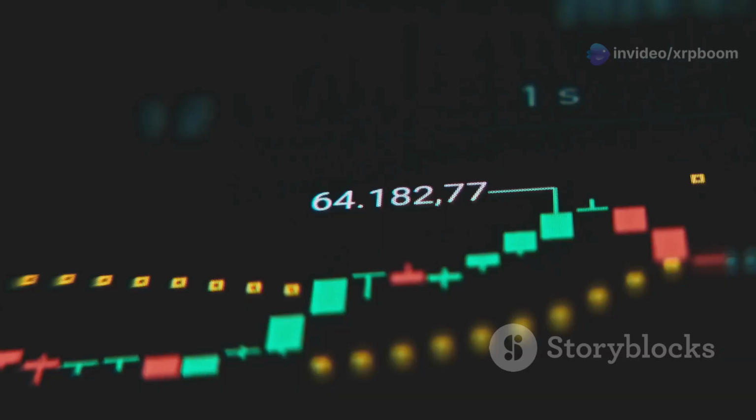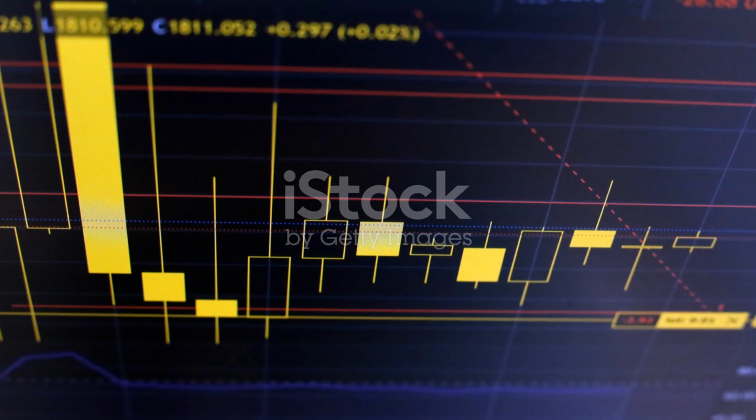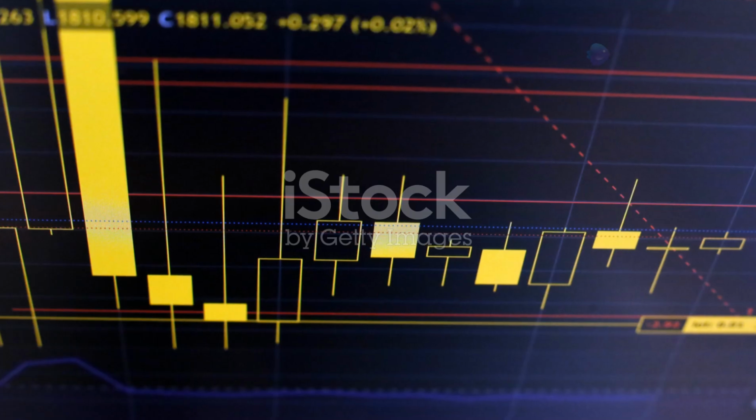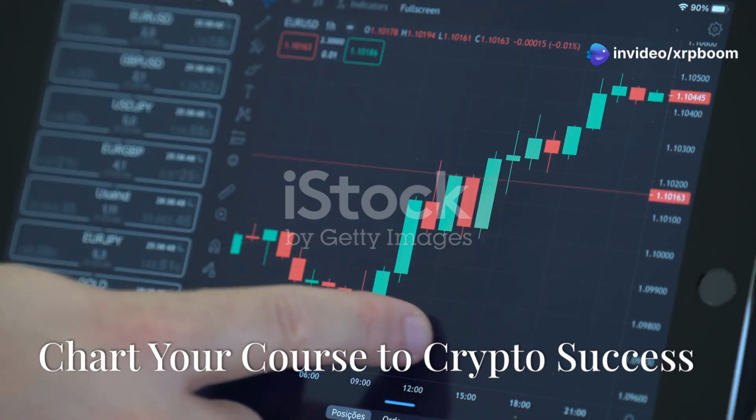And then we have the doji, a candlestick with a tiny body and wicks of almost equal length. It's like the market is saying, I'm not sure which way to go. Dojis often indicate indecision or a potential turning point.